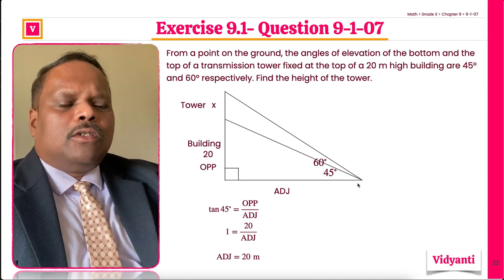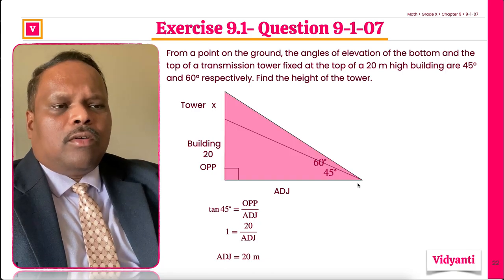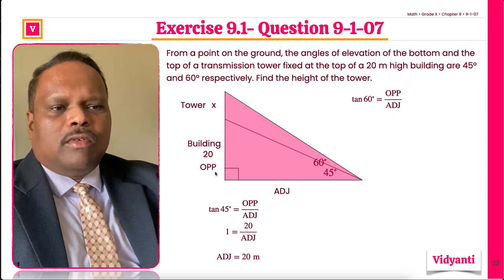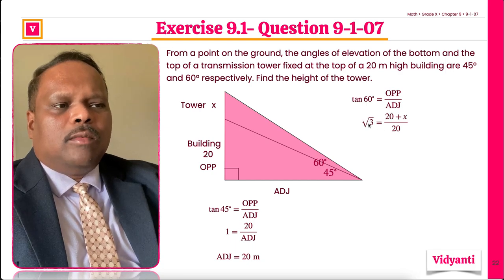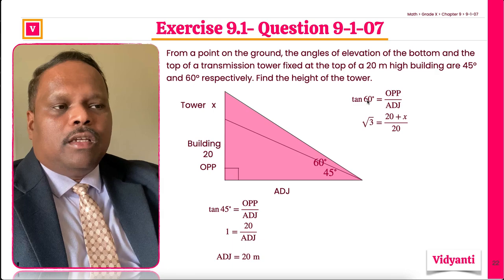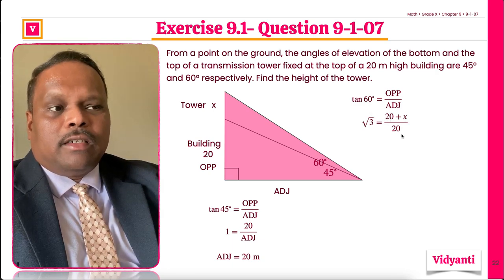Okay. So, now I will get rid of the shade. Now, I will consider the bigger triangle. For the bigger triangle, the angle has become 60 degrees. Now, the opposite is not just 20, the opposite is this complete distance, which is 20 plus x. So, tan 60 from the standard trigonometric ratios is root 3. Now, this opposite is 20 plus x, and the adjacent is still the same.